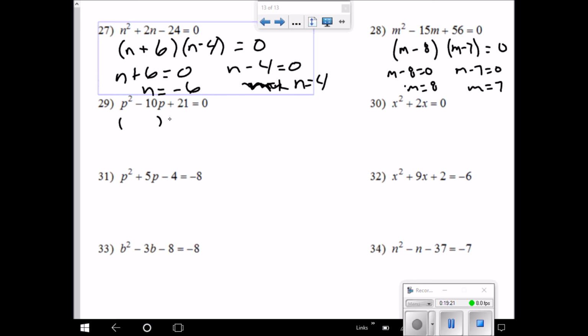Okay, same thing. No GCF, no perfect squares, minus minus. Factors of 21 that are going to add up to 10 are going to be 3 and 7. So we'd have p minus 3 equals 0 and p minus 7 equals 0. So p is equal to 3 and p is equal to 7.